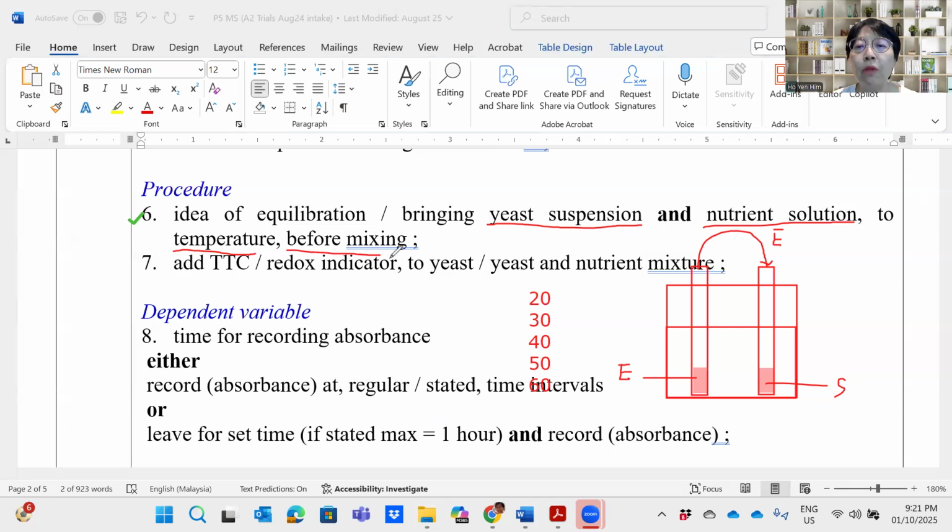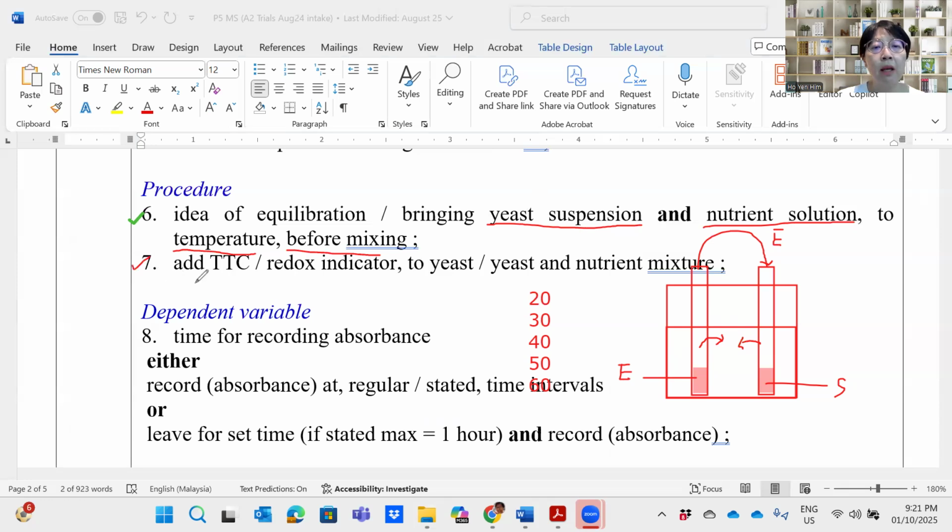So allow time for the temperature of the yeast, which contains the enzyme, and the nutrient to equilibrate with what? The temperature of the water bath before we mix these two solutions together. This is 1 mark. This is procedure.